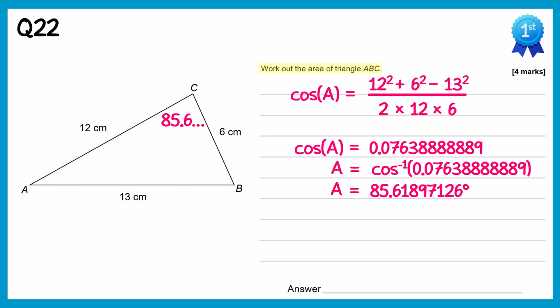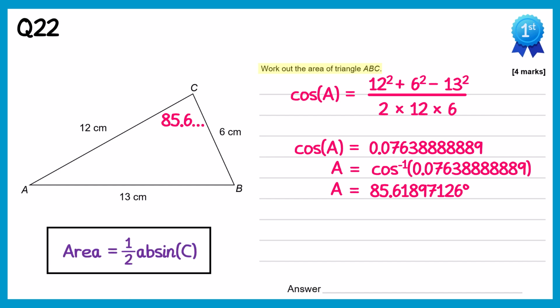Now we're ready to find the area of the triangle using this formula. The area is equal to half ab sine C. I'm now going to relabel the triangle. Originally I had that angle as capital A, but for this formula I want it to be capital C, in which case the side opposite it is lowercase c, and the other two sides are now a and b.